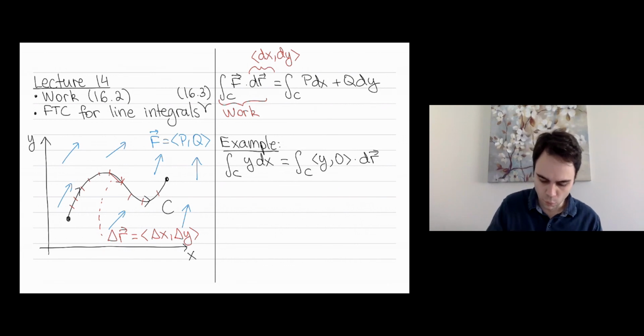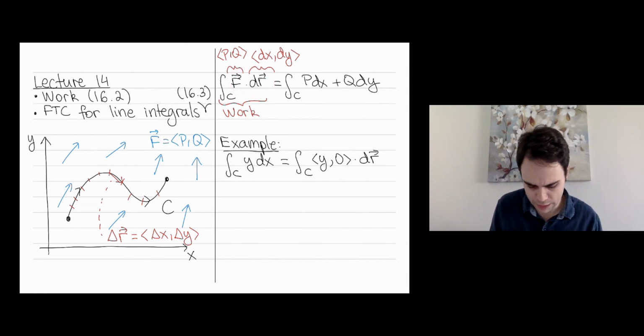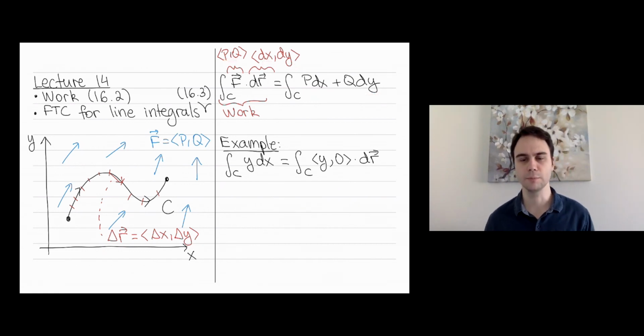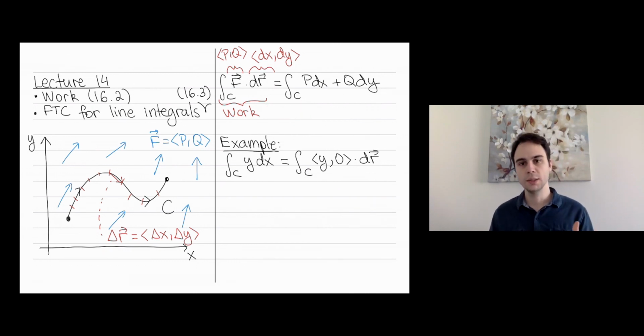F has components P and Q. So if we work out this dot product in the notation for the work, we get P times dx plus Q times dy, exactly the thing I'm integrating. So that's how we can go from component to vector notation and back.